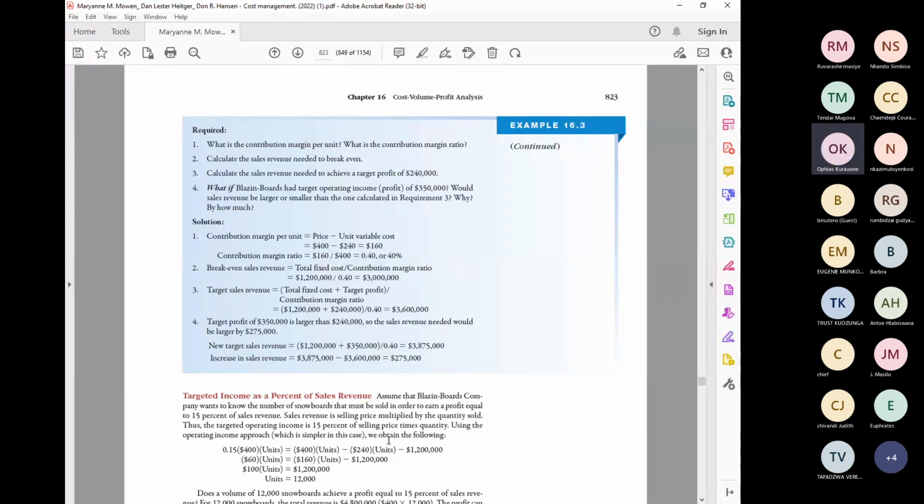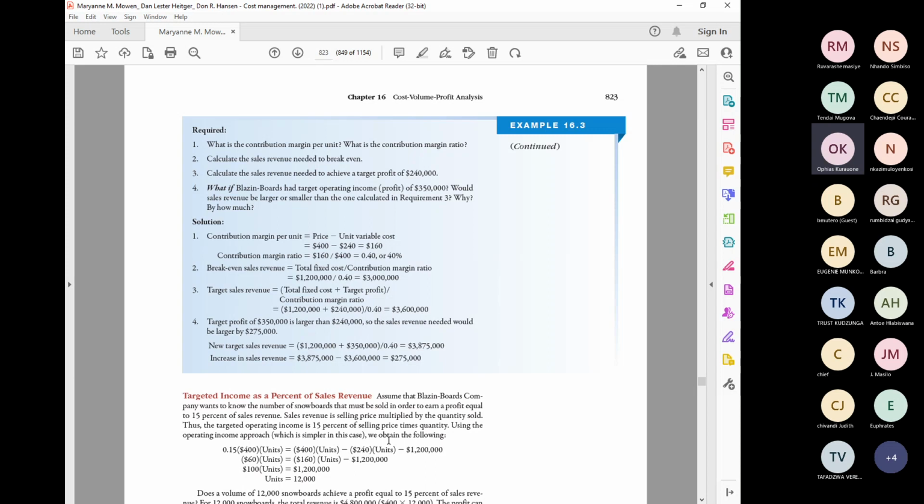Target sales revenue is total fixed cost plus target profit divided by contribution margin ratio. So it's total fixed costs, that's the formula, plus target profit. Fixed cost is 1,200,000, target profit 240,000, divided by contribution margin ratio 0.40. Then you get 3,600,000. So here you should not use the contribution margin, but the contribution margin ratio, which is in decimal.